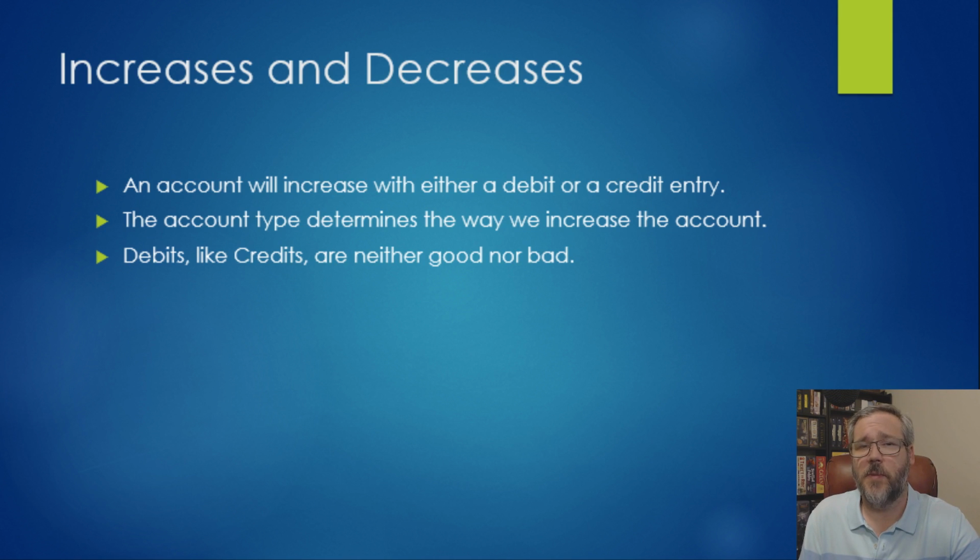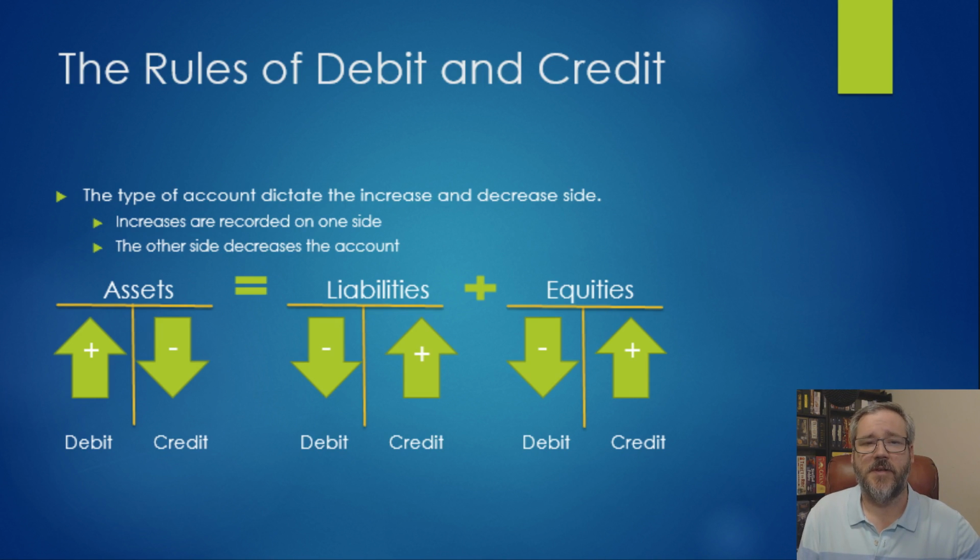Debits, like credits, are neither good nor bad. It doesn't really dictate in and of itself an inherent plus or minus. Again, it really depends on the account type, what we're debiting, what we're crediting, as to whether or not that means an increase or a decrease in that account. I know it sounds confusing, but bear with me. It gets a lot easier. So here are my rules of debit and credit. Again, the account type dictates what the increase and what the decrease side will be. The other side decreases the account.